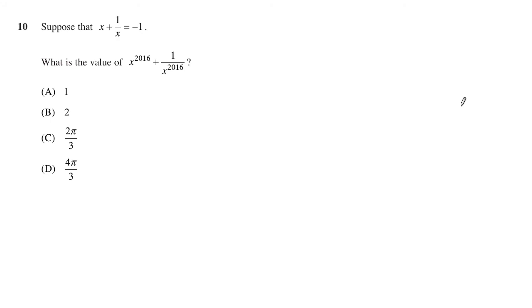Let me first just do the standard way using complex numbers. So we've got this equation. We can turn that into a quadratic equation by multiplying both sides by x. So you get x squared plus 1 equals negative x. Shift that across, and then we've got a standard quadratic equation that we can solve using the quadratic formula.